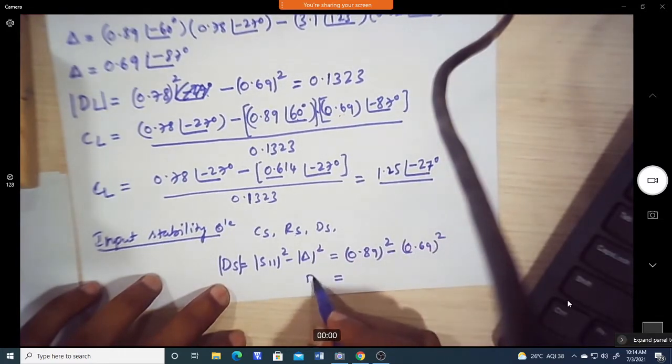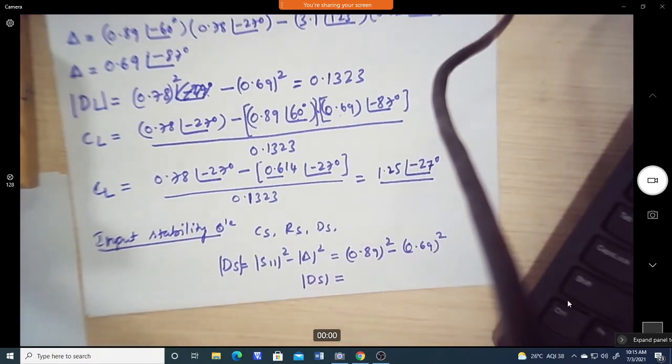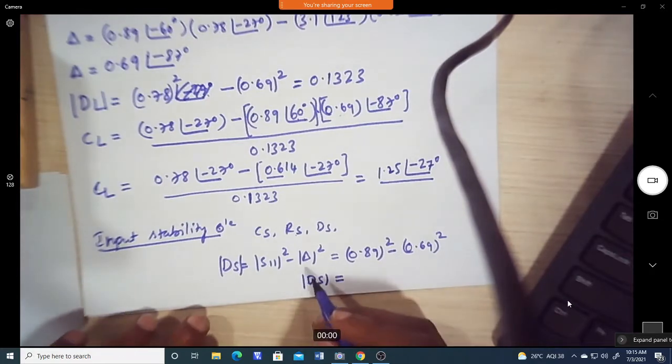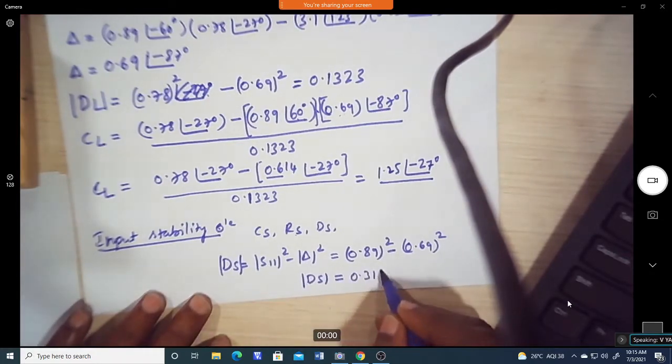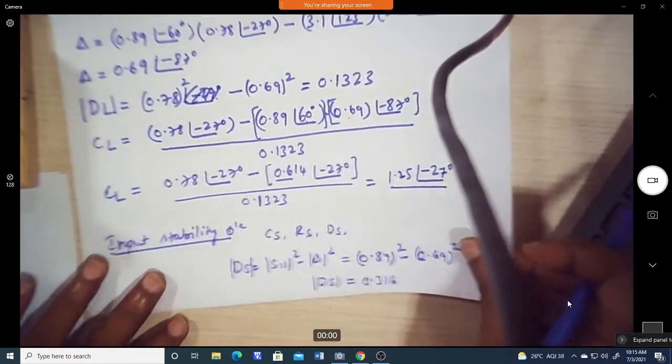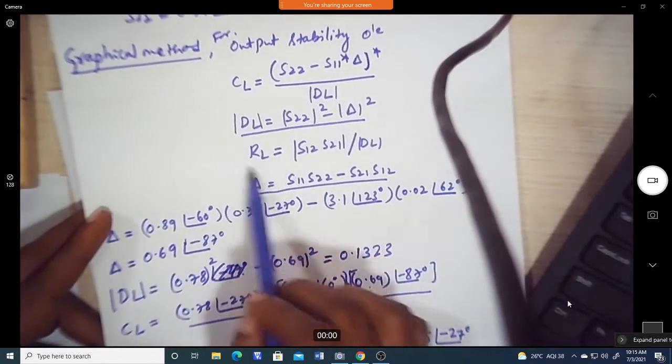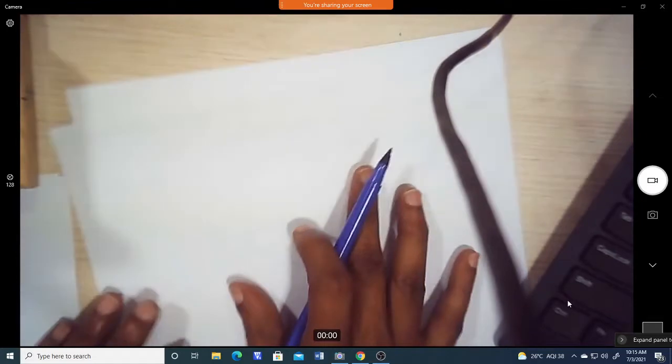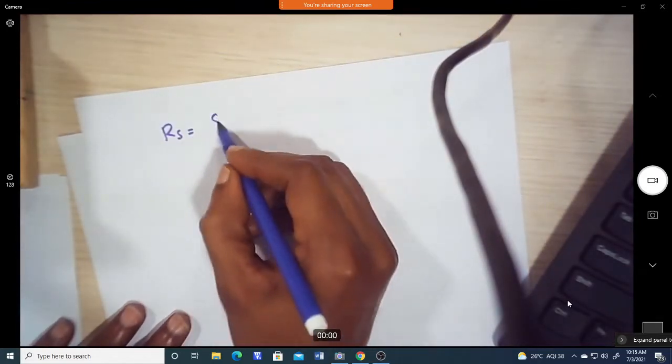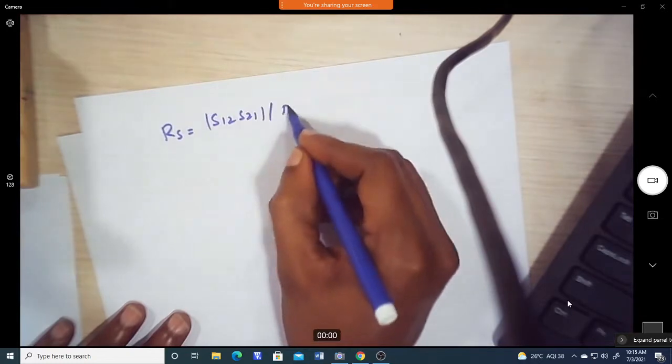So what is the value of DS? 0.316. Okay. Similarly, you can find out what is CS and RS. Similar to RL, we have RS, which is equal to the magnitude of S12 S21 divided by the magnitude of DS.